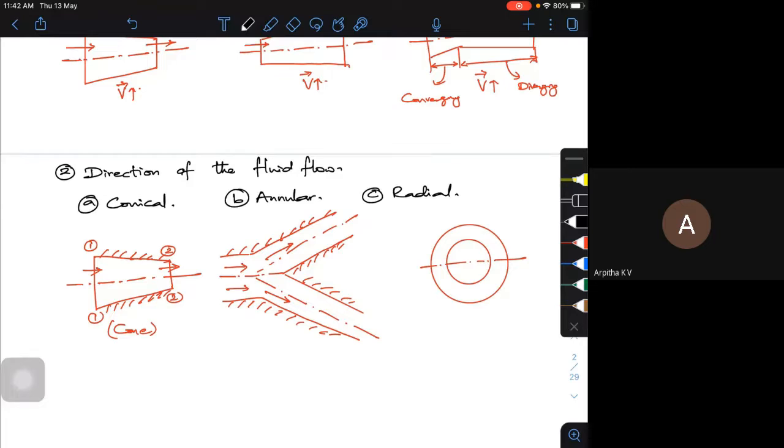When you speak of a radial one, it's more like a turbine. Here we will have some kind of a direction-giving guide, so that the fluid accelerates in the radial direction, that is, in the R direction.